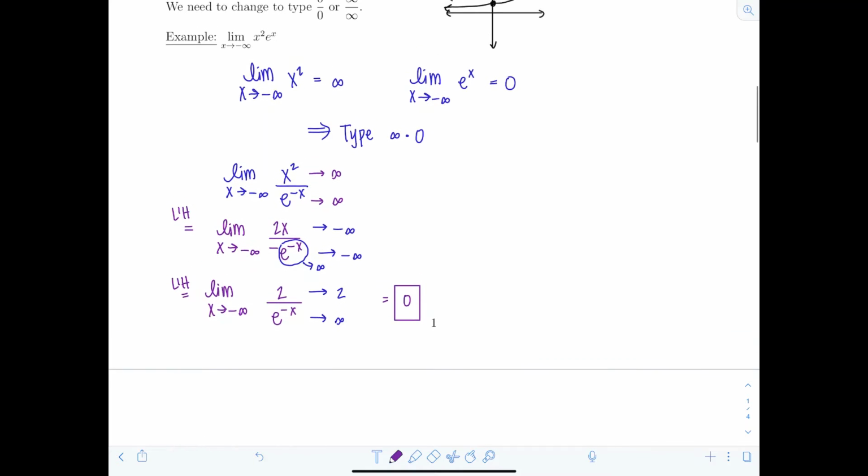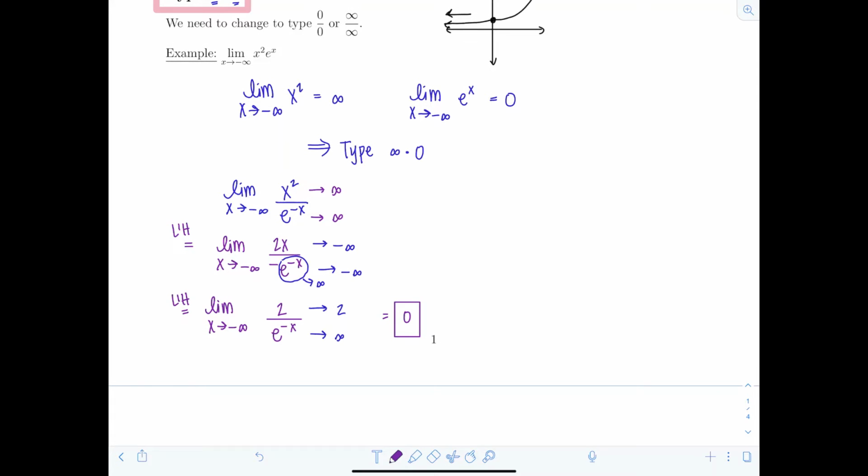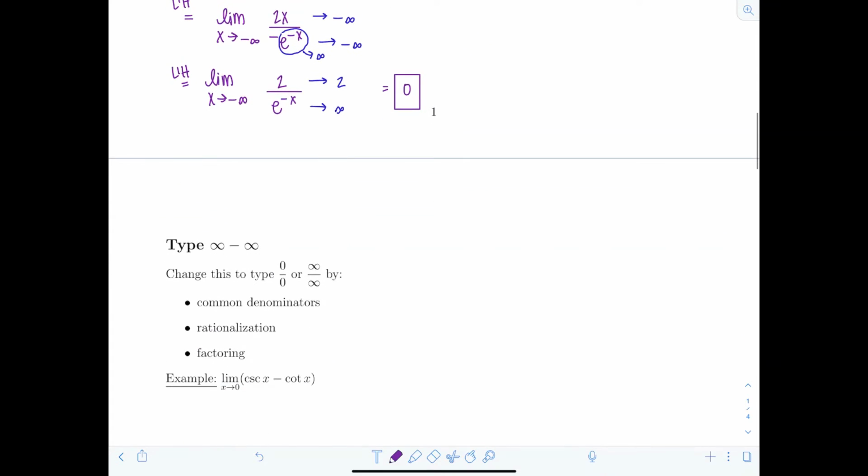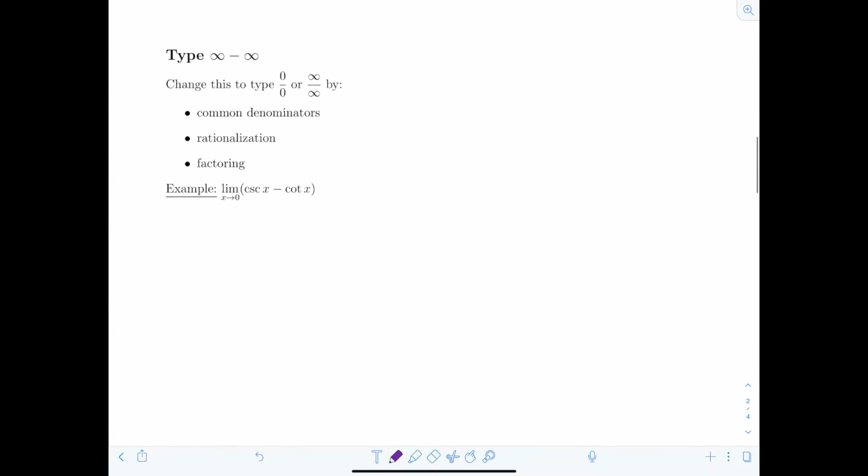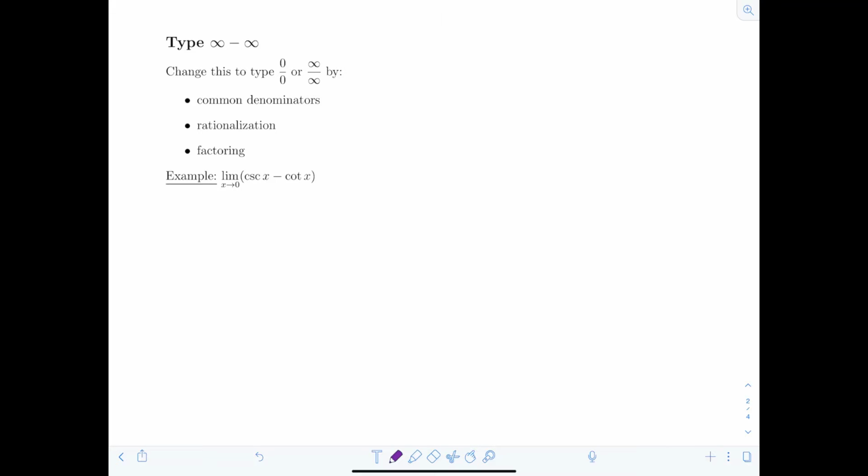So just stick with it, but just pay attention to if your limit, your ratio is getting simpler or if it's getting a little crazier. That way you know whether or not you should proceed. All right, let's look at other indeterminate types. So we have here the type infinity minus infinity.